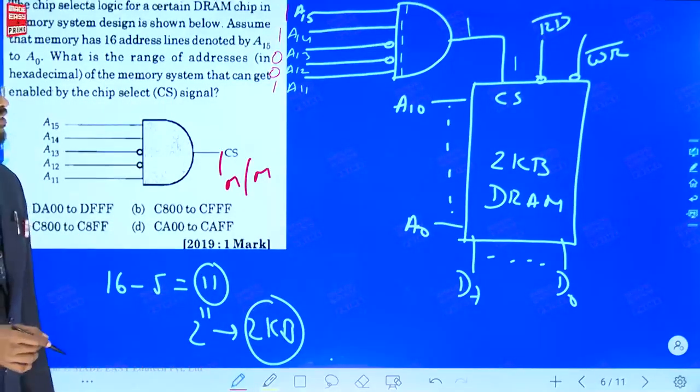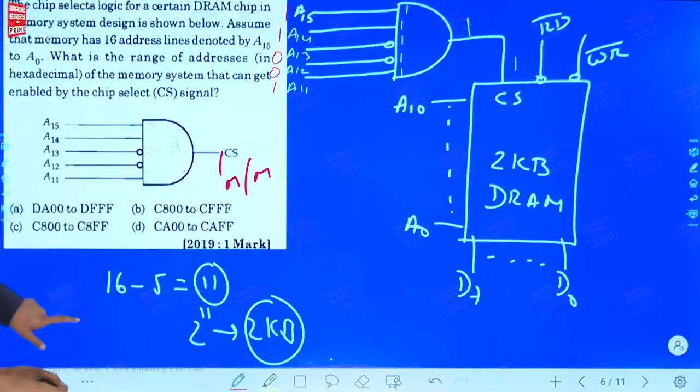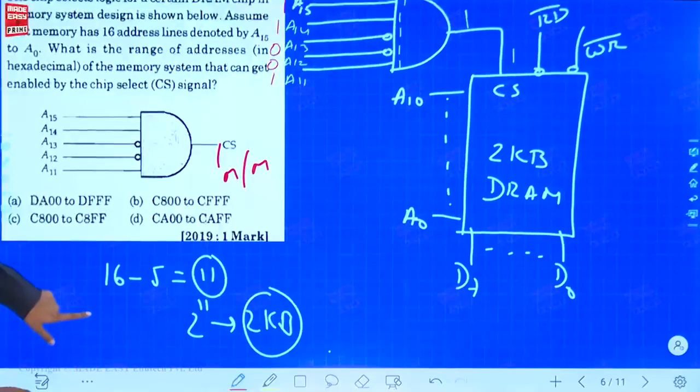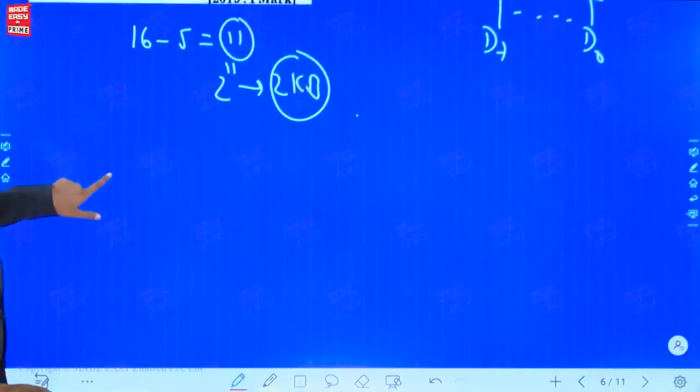How to find the starting address and ending address? Very simple. Put all zeros and put all ones. How do you solve this? Very easy. It was how much? 11001. So just put the values and you'll get the answer.